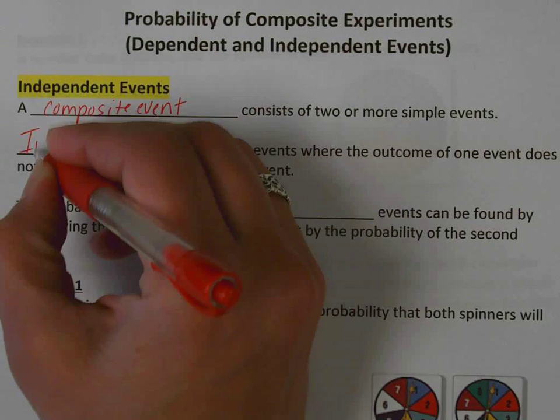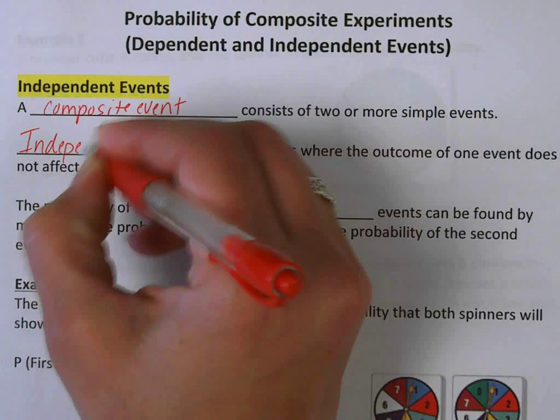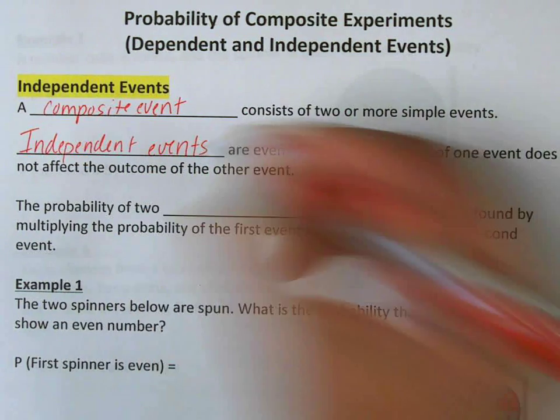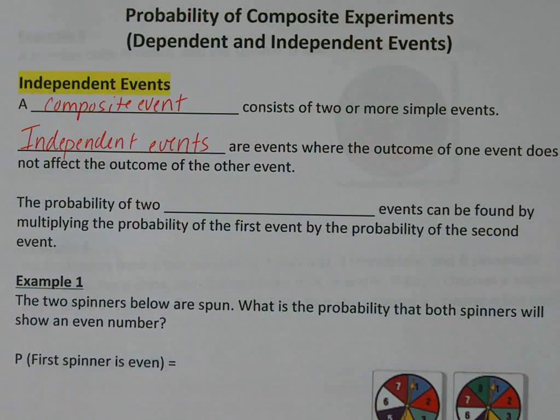Independent events are events where the outcome of one event does not affect the outcome of the other event. So rolling two number cubes, rolling one number cube does not affect rolling the other number cube. So that would be an independent event. They are independent of one another.